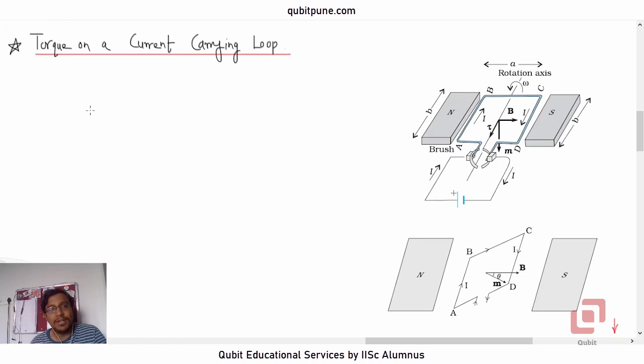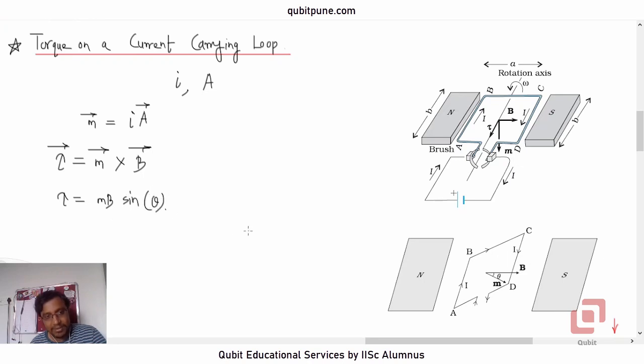Suppose you have a current carrying loop, which is carrying a current I, and suppose the area of the loop is A. So you define a quantity called magnetic moment, and this magnetic moment has the same direction as that of the area vector, the one that you have used in Gauss law, the vector area. All right. So what is the torque? The torque is m bar cross b bar. In the scalar notation, it is mb sin theta.